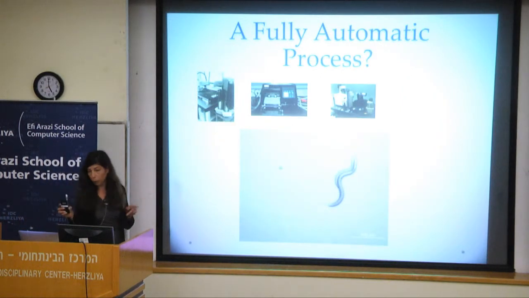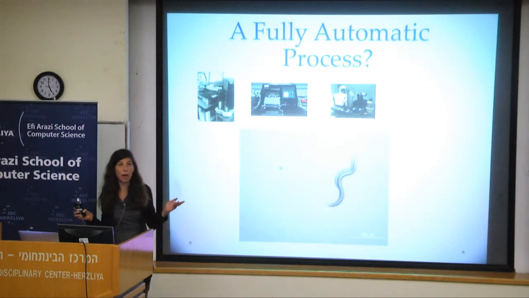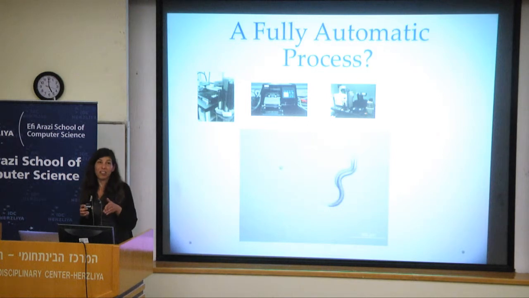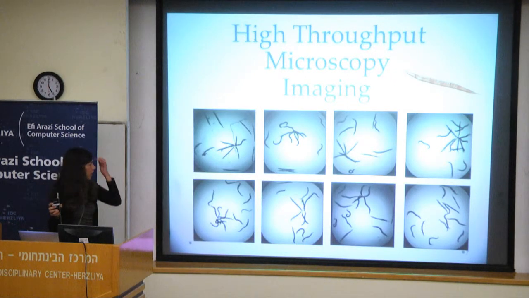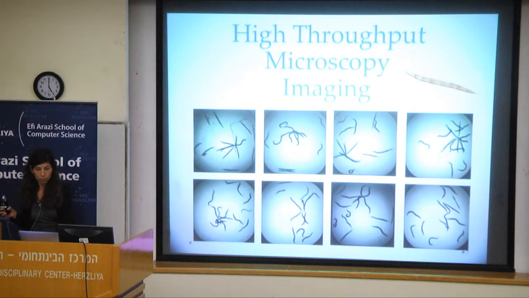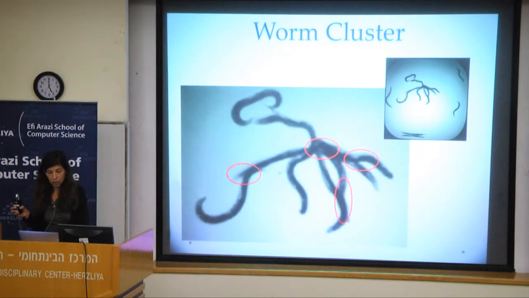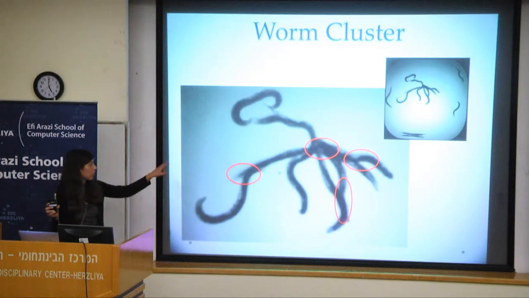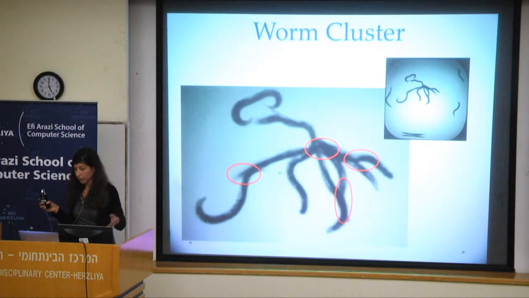Now, when these worms are far apart, you can easily segment them. However, they tend to touch each other, or more than that, they tend to entangle. And this turns the problem into a much more difficult one. So, here are some examples, and if I zoom in and you look at a worm cluster, you can see it's not an easy problem. There are some regions that you cannot tell apart, even as a human being.